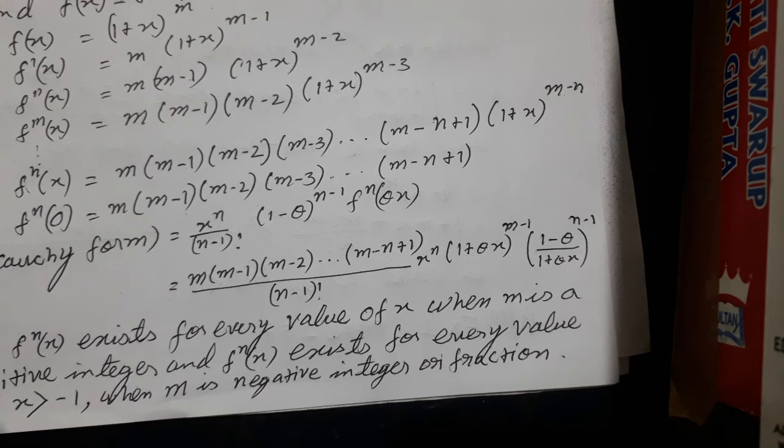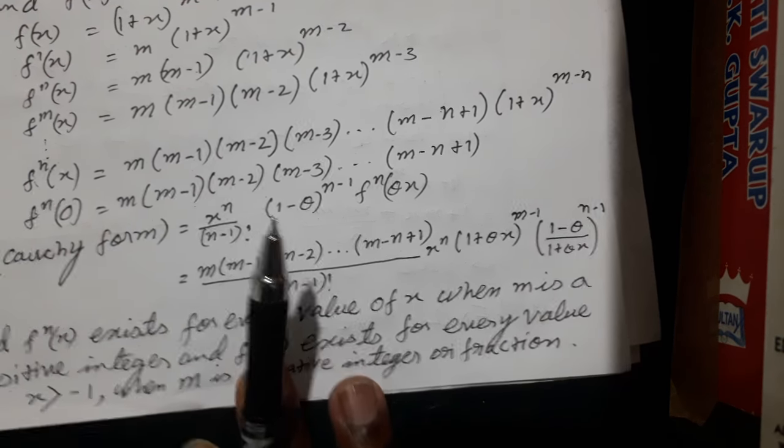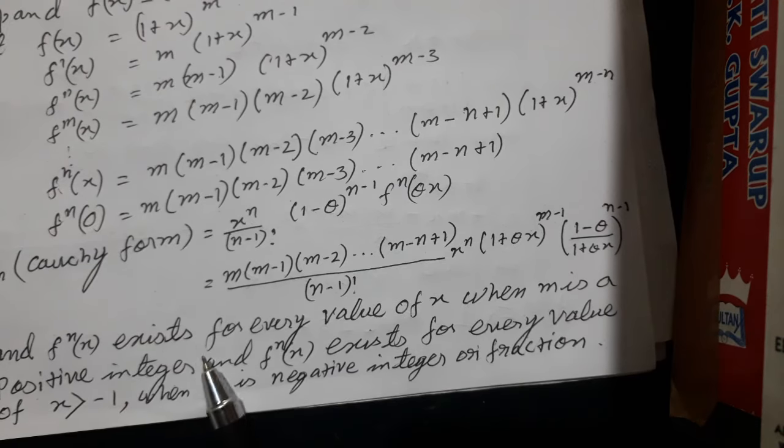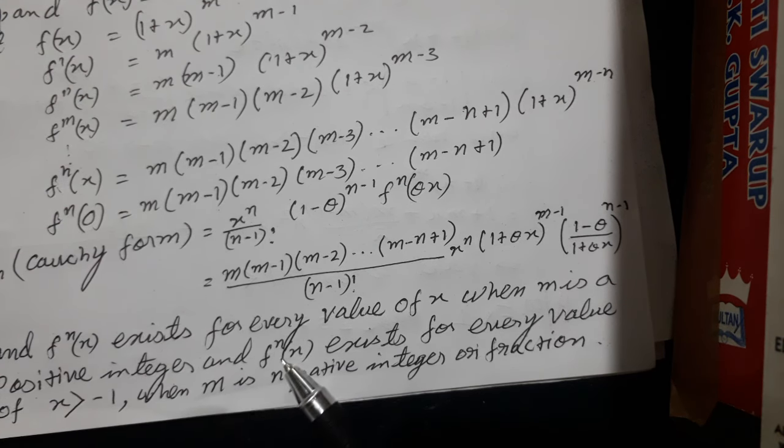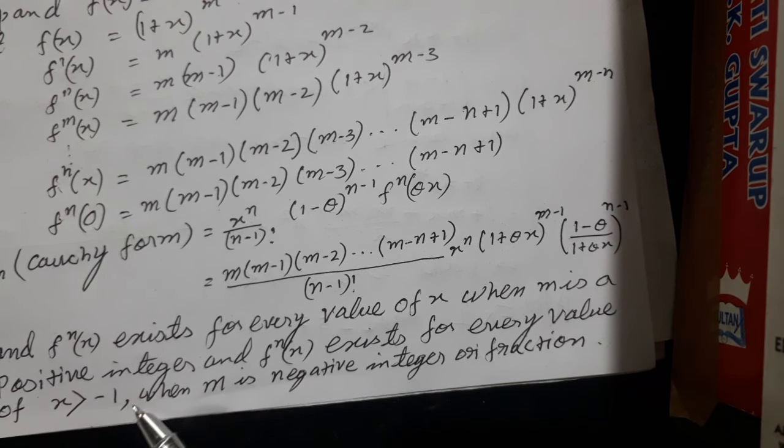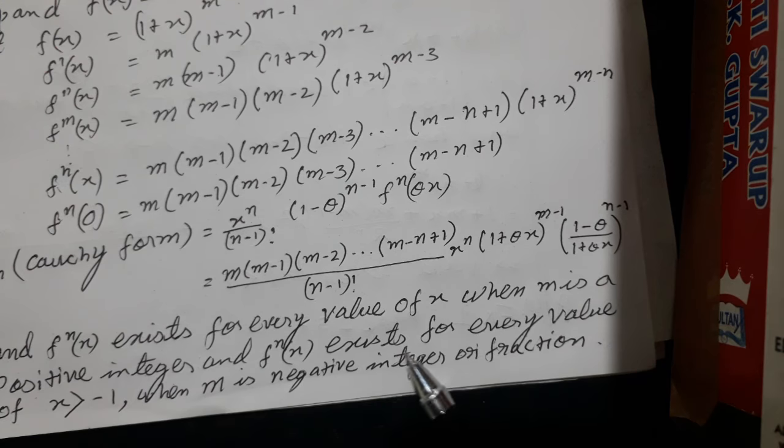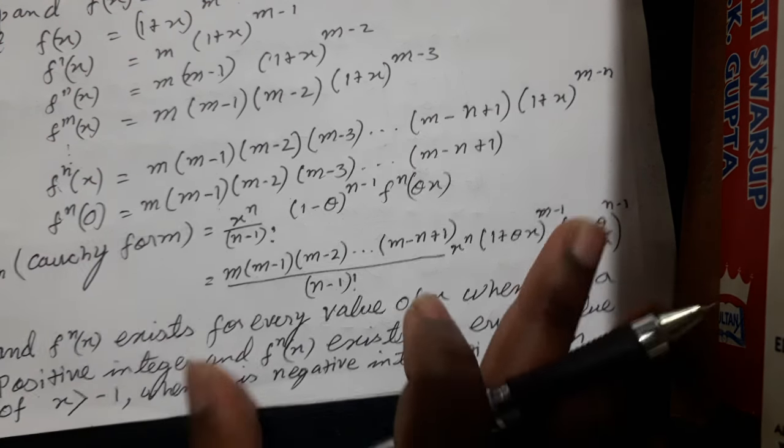Now we can see that f^n exists for all values of x. Now it depends upon m. m can be a positive integer, and f^n exists for every value of x greater than -1. So this function is defined for all values of x greater than -1 when m is a negative integer or a fraction also.